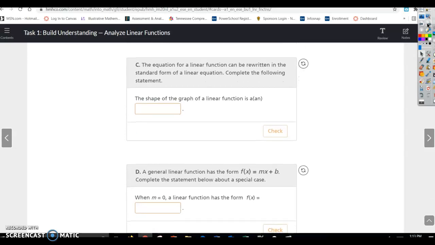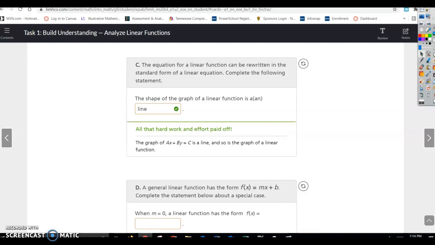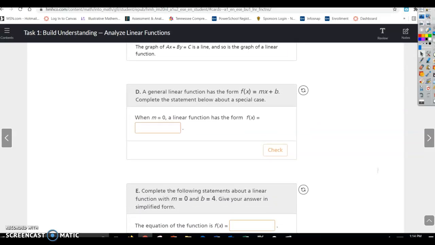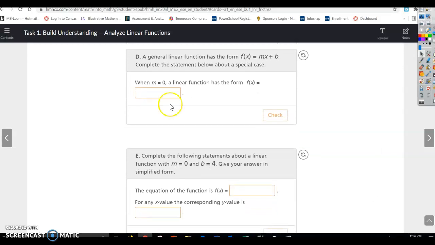So the equation for a linear function can be rewritten in standard form of a linear equation. Complete the following statement. The shape of the graph of a linear function is a line. It's always going to be a line. Linear equals line. A general linear function has the form f of x equals mx plus b. Complete the statement below about a special case. When m equals 0, a linear function has the form f of x equals what?